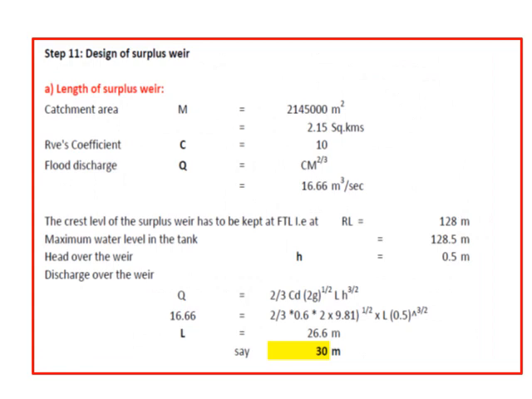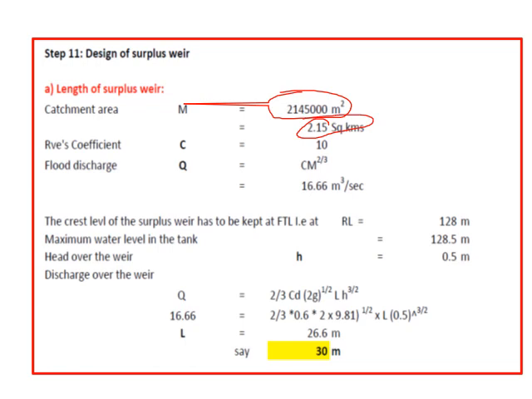So coming to this, now we also have to provide a surplus weir. So why is a surplus weir to be provided? A surplus weir is to be provided so that the excess water is sent to the downstream side, particularly during the flood. So we already decided the catchment area. The catchment area is 2145 triple zero meters square, which comes to about 2.15 square kilometers.